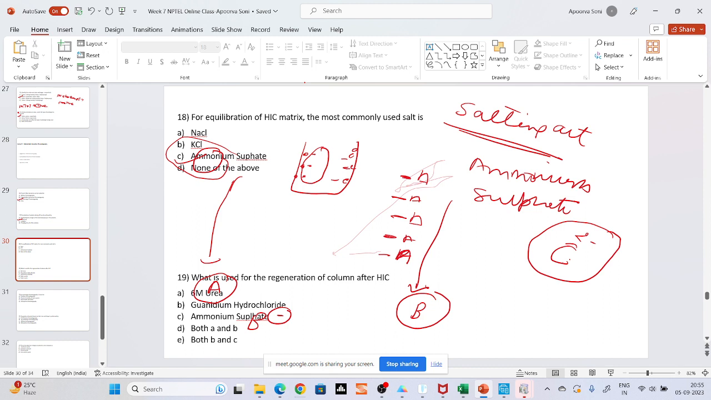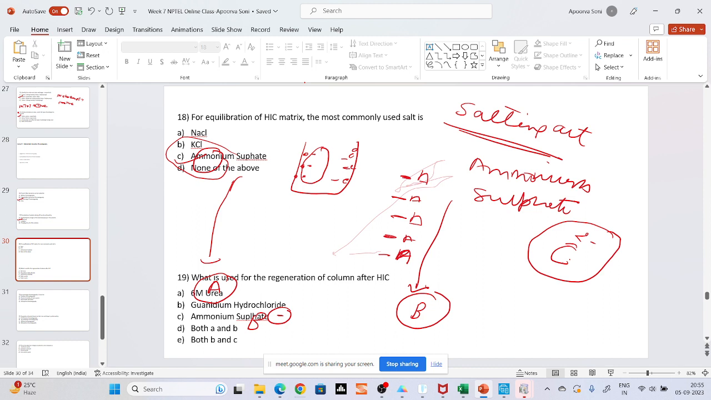So for that you have to treat it. First you will elute your sample of interest, and after that you will treat your column in such a way, you will clean it, you will wash it several times, so that nothing is stuck to the matrix, and then you can use the column again. So for the regeneration of the column, so that it can be used again, what can you use, tell me?